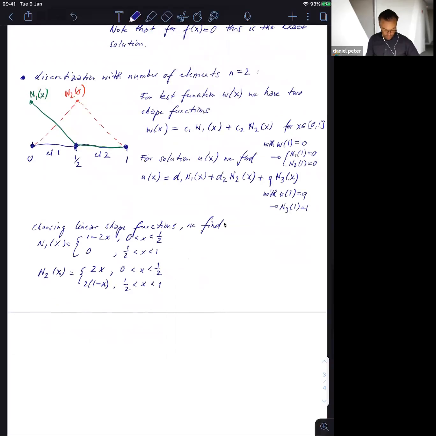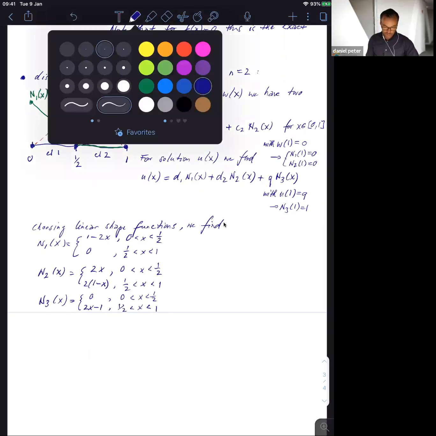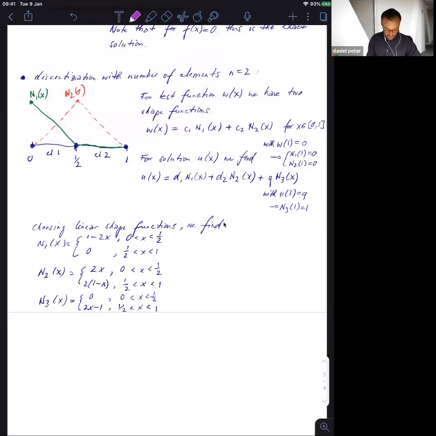Good. Final shape function n3 of x. This will be 0 from 0 to 1/2. And we can write 2x minus 1 for 1/2 to 1 for that range. So in this case, what color do I have? So it's this one. Here the function would look like that, going to 1 at the last point. So that would be n3.